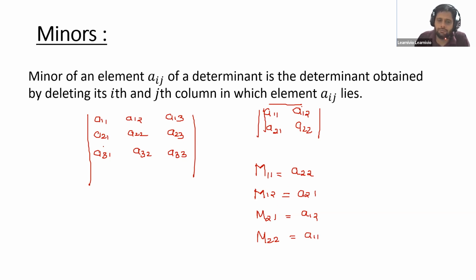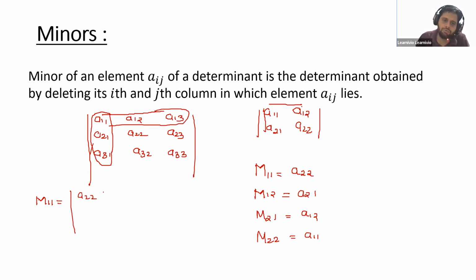Now we will check for this one of order 3. Suppose we need to find the minor of the first element. Then what we will do, we will remove this row and this column to which this element belongs. Now the remaining is A22, A23, A32, A33. Okay, so we get these elements.